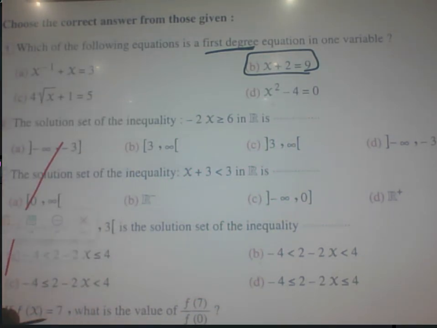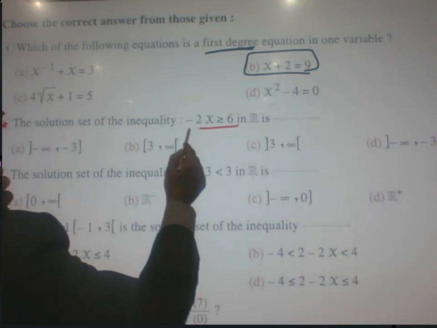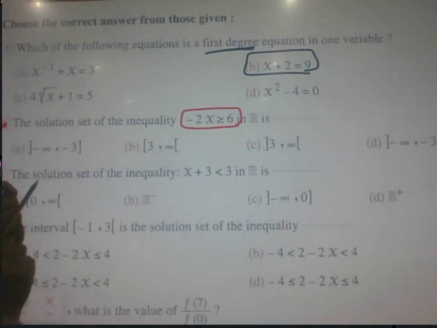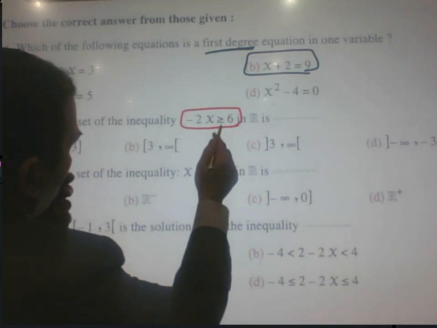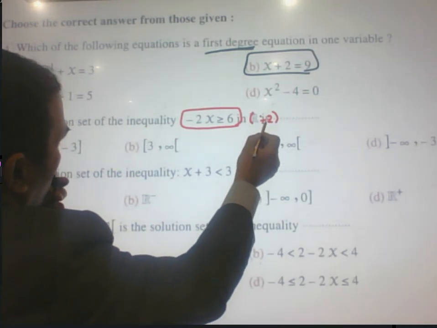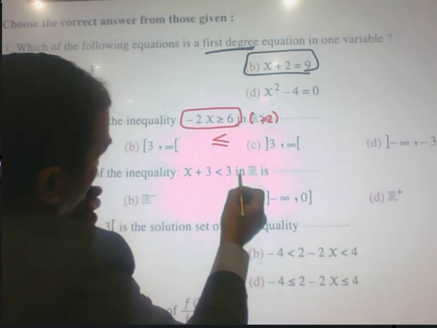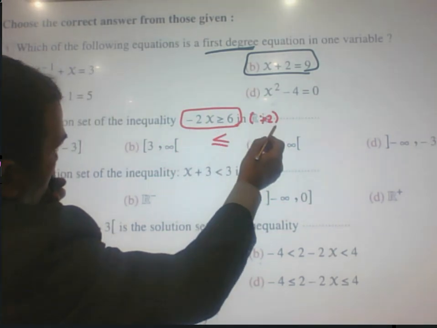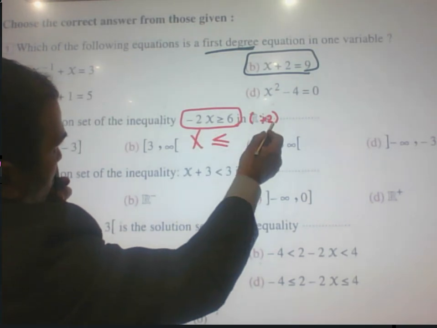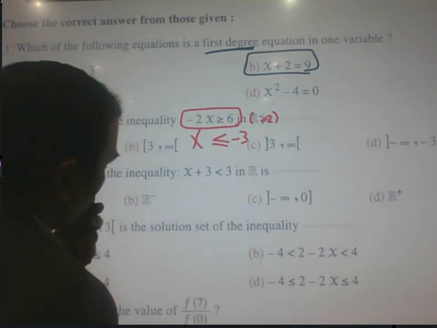Next question down. Number 2, the solution set of the inequality. We want to solve this inequality: negative 2x greater than or equal to 6. How can we solve it? By dividing by negative 2 first. When you divide by negative 2, you must change the direction of the inequality. Negative 2x divided by negative 2 is x, and 6 divided by negative 2 is negative 3. Then x is less than or equal to negative 3.